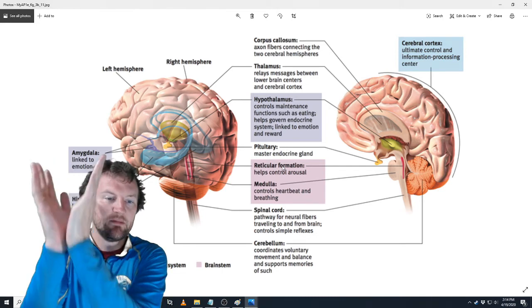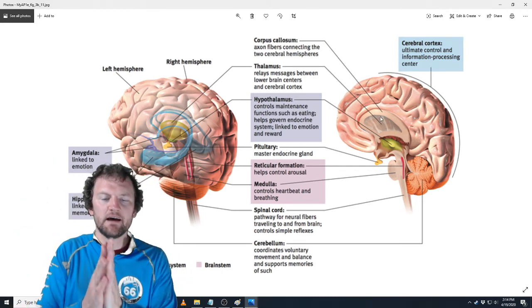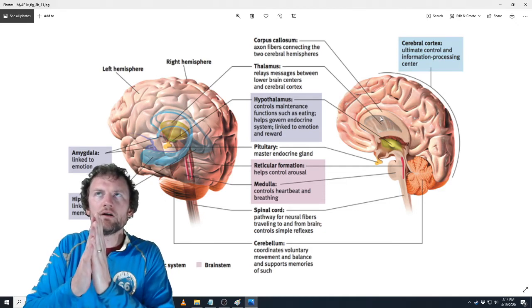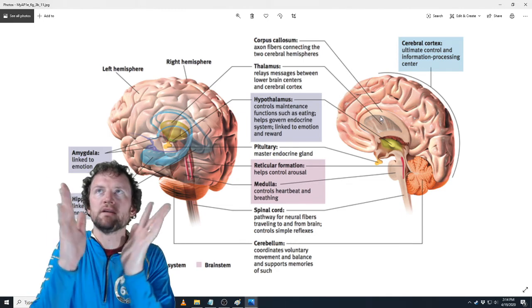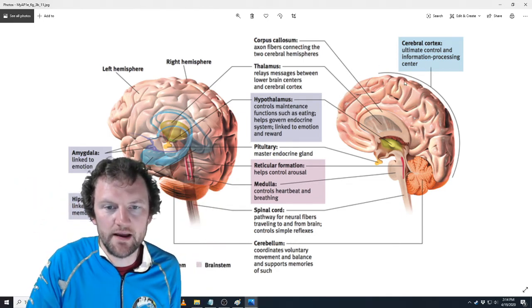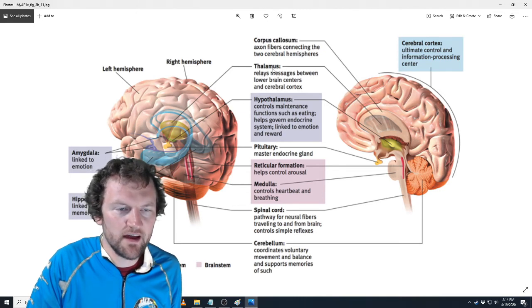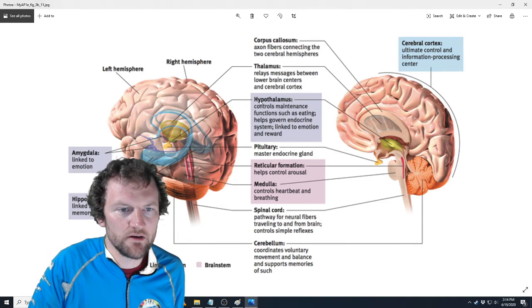Speaking of that, there's the thalamus, which is right here at the top of the brain, and that is where all of the axons from the neurons are routed to go where they're supposed to go in the brain. They connect to their appropriate areas in the brain through the thalamus. So the thalamus is the routing area. It says it relays messages between brain areas here.